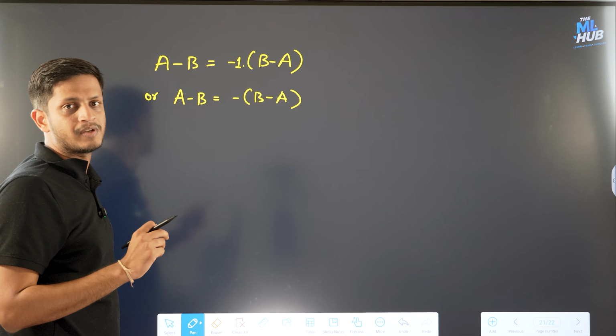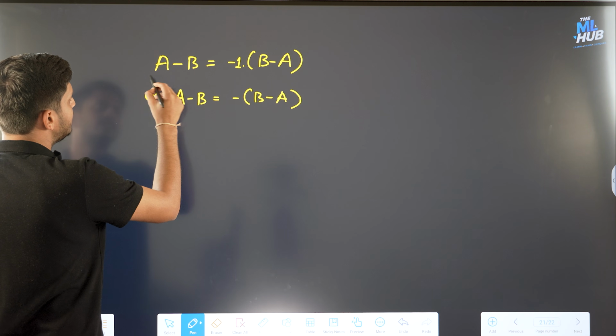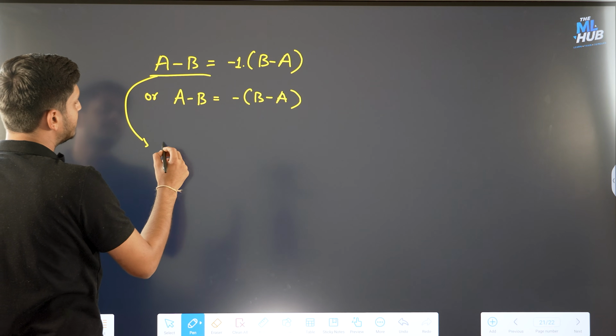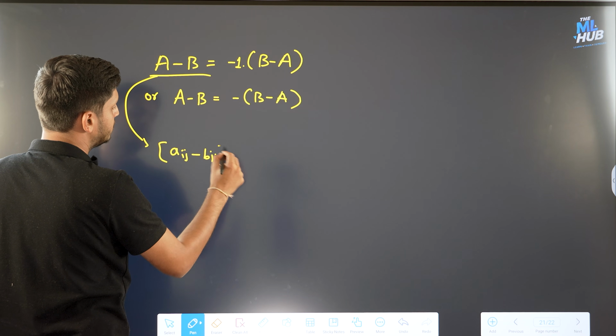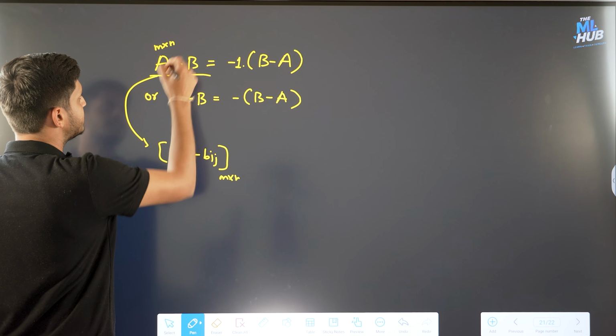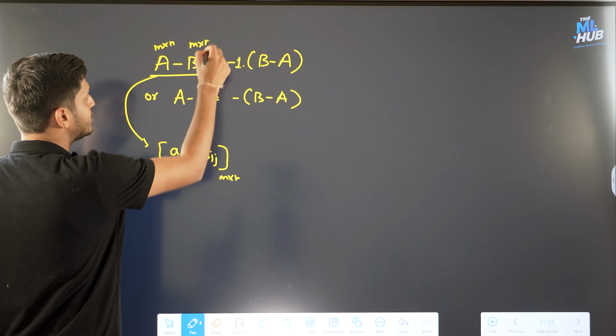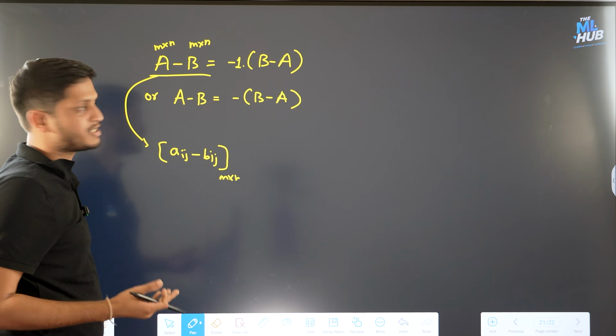We have seen an example as well. Every number was differing in the sign, and this can be very easily proved. Let's say A is an M cross N matrix with ijth element Aij, and B is an M cross N matrix with ijth element Bij. Then for A minus B, the ijth element will be Aij minus Bij.